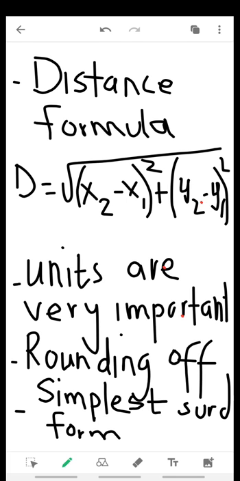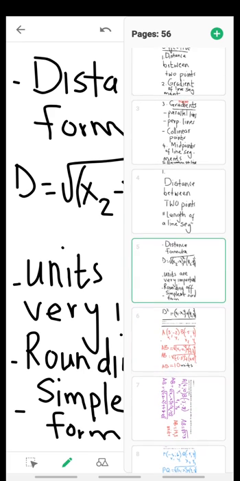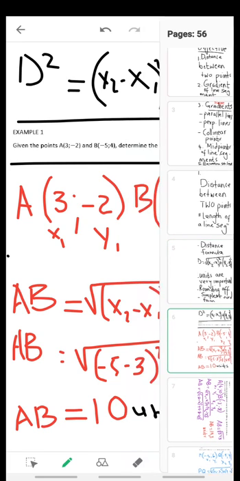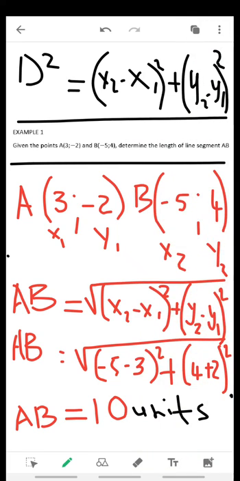Okay, and now we want to move on to slide number 6. Let us look at this. Remember, the distance formula on its own is d equals the square root of x2 minus x1 all squared plus y2 minus y1 all squared. Then the whole thing, you take the square root, right?